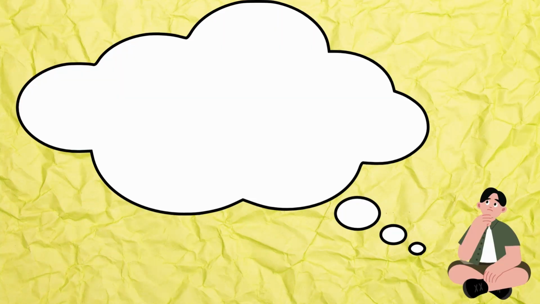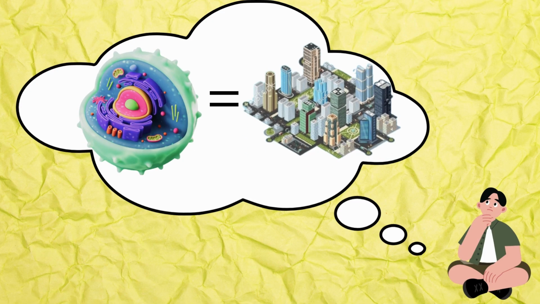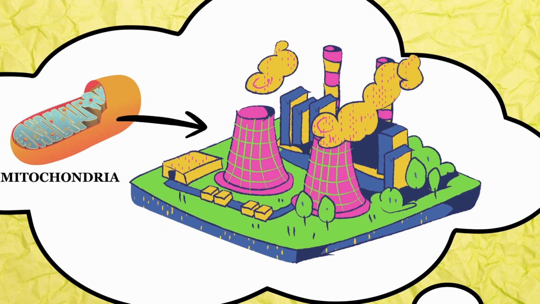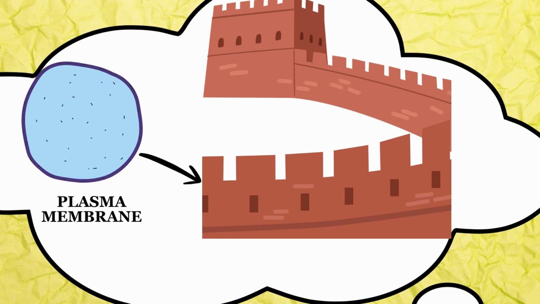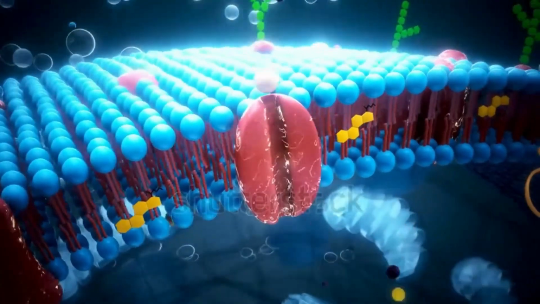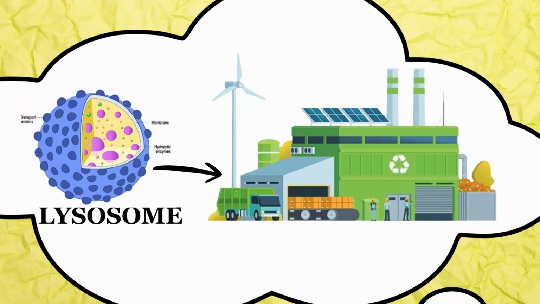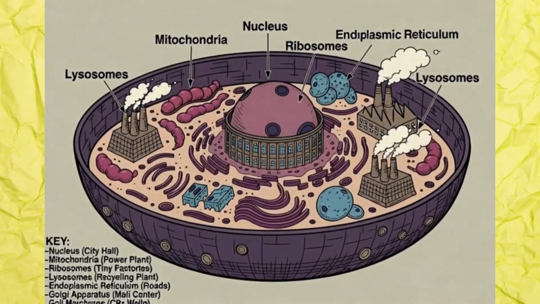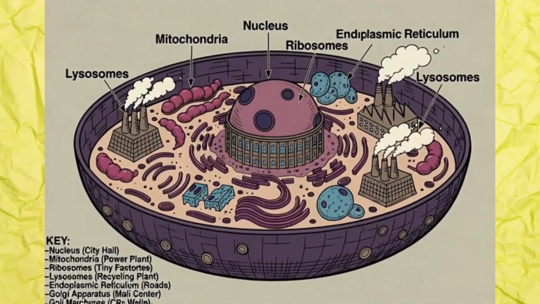I want you to imagine a single cell as a fortified city. The nucleus is the city hall, where all the laws and instructions are made. The mitochondria are the power plants burning fuel to keep the lights on. The plasma membrane is the high city wall with guards at the gates checking who comes in and out. The lysosomes are the waste management and recycling center. Normally, the city is at peace. Everything is balanced. We call this homeostasis.